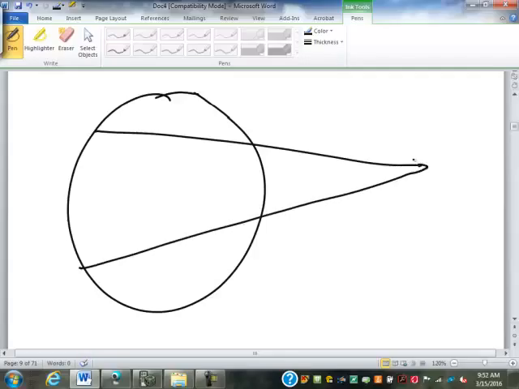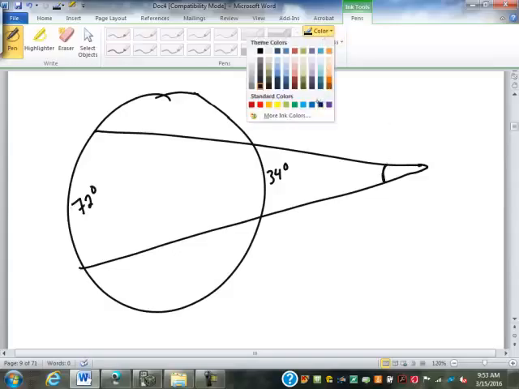So now we have two secants intersecting outside the circle. This is a 34-degree angle here. This is a 72-degree angle here. I want to find this angle out here. Do you guys remember how to do that?